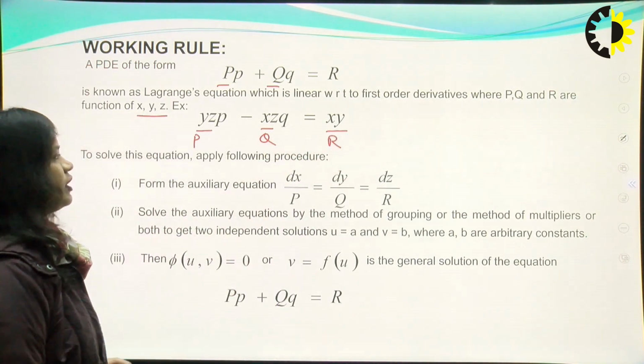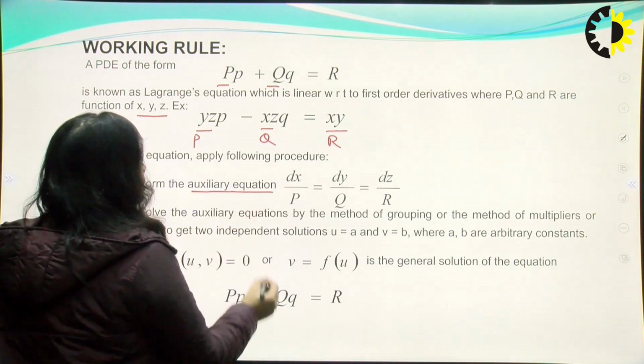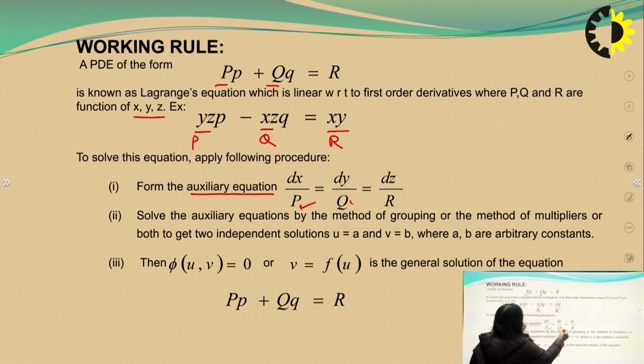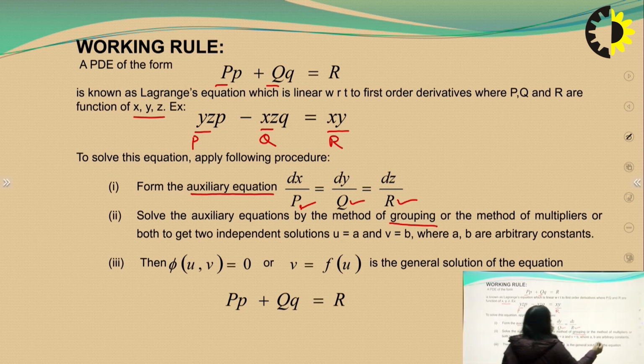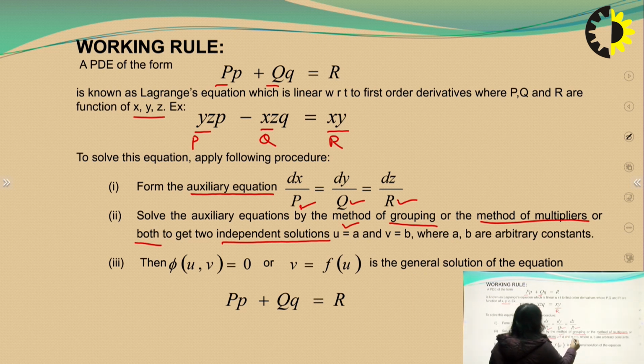To solve this equation, we will apply the following procedure. We will form an auxiliary equation: dx upon P is equal to dy upon Q is equal to dz upon R. We will solve the auxiliary equation by the method of grouping or by the method of multipliers. So there are two methods, the method of grouping or the method of multipliers. Sometimes we will use both to get two independent solutions, u equal to a and v equal to b, where a and b are arbitrary constants.